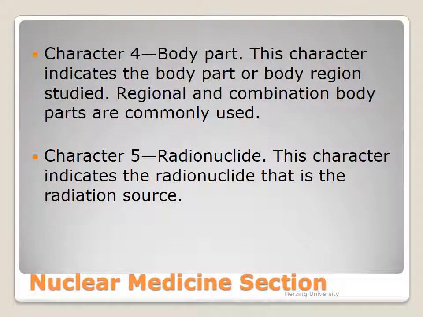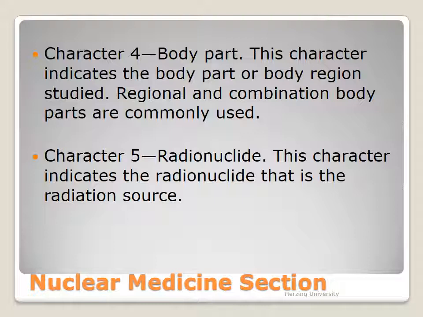The fourth character in the nuclear medicine section identifies the body part or region being studied. The values for each body part or region vary depending on the table being referenced, but they are the same within one body system or region. A radionuclide, also called a radioactive isotope, is a radioactive substance that can either be found in nature or human-made, and that is the source of the radiation causing the emissions so that an image can be produced.